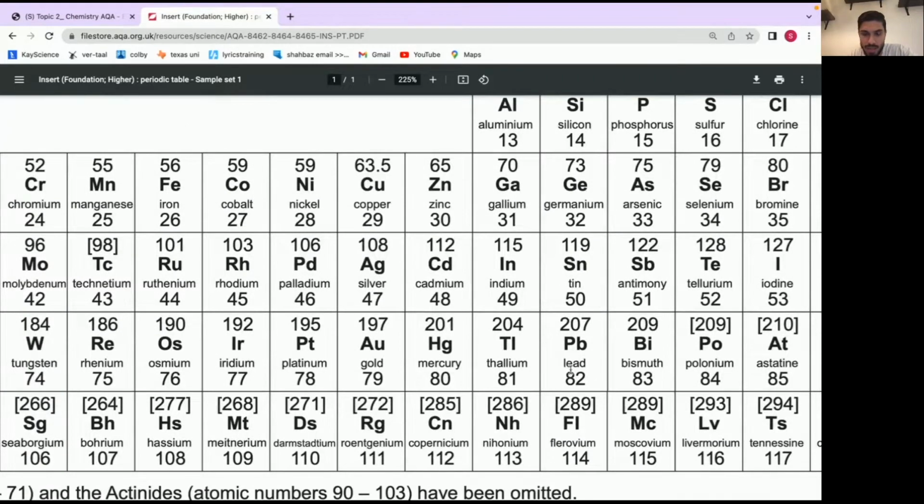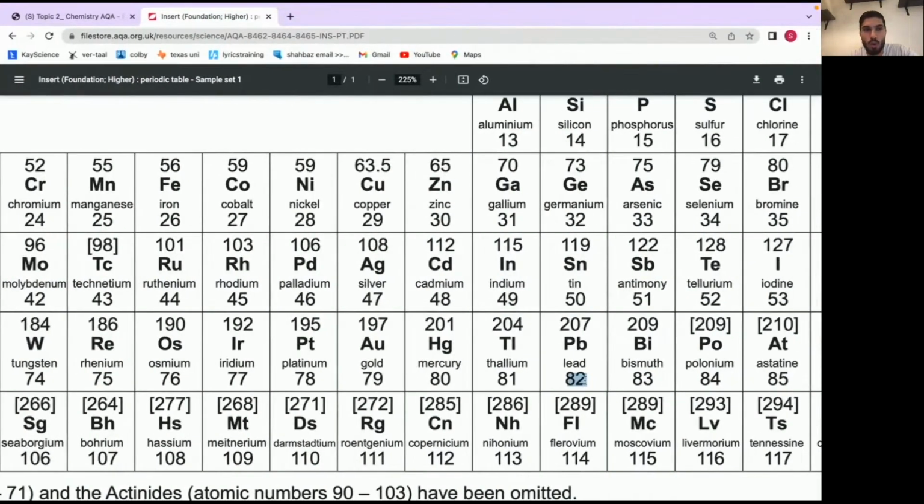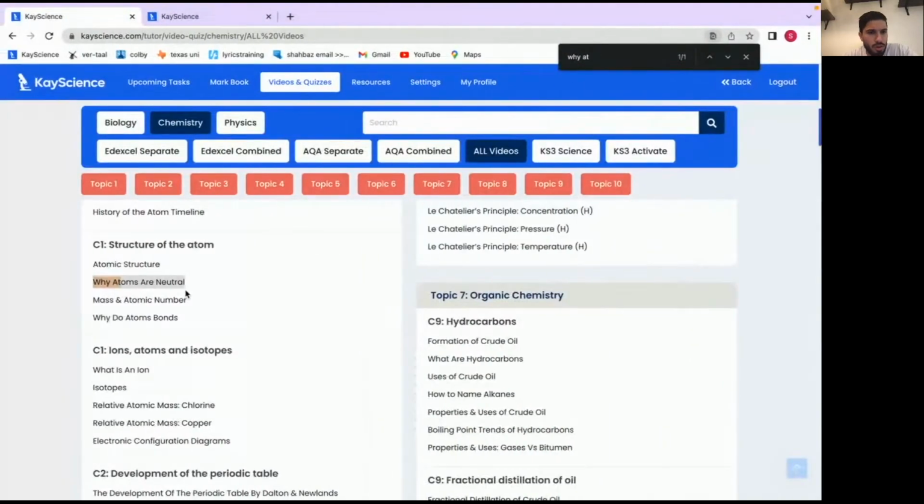Okay, a lead atom within this element will have 82 protons because the atomic number is 82, and 82 electrons. Remember, any atom will always have a neutral charge. It goes back to this video right here. I'm not going to play that. It's too basic for this exam session. The question is asking you, how does this lead atom get a charge of 2+ like this? How does that happen?